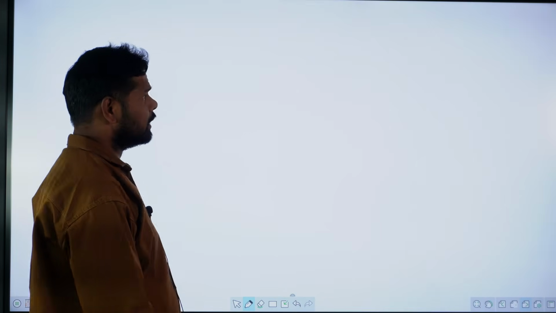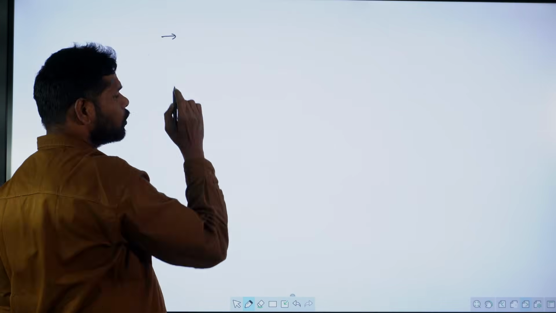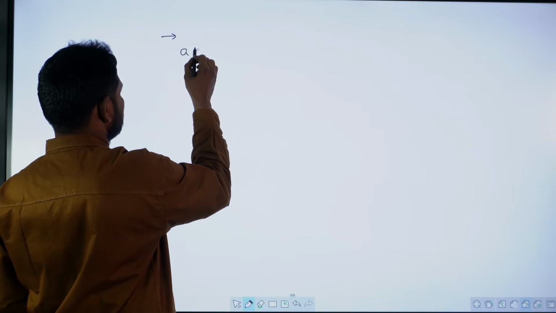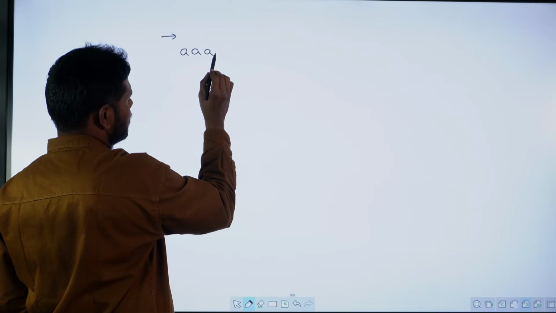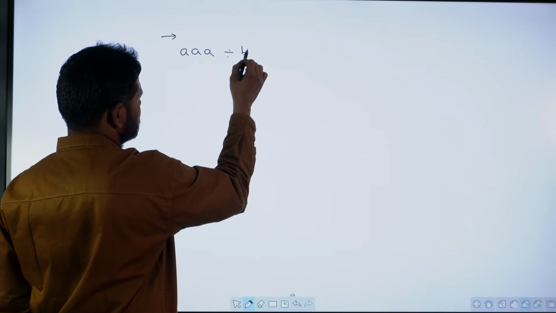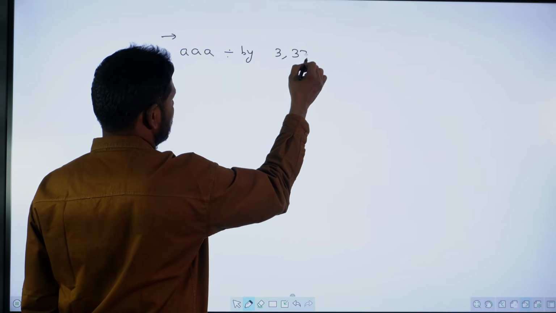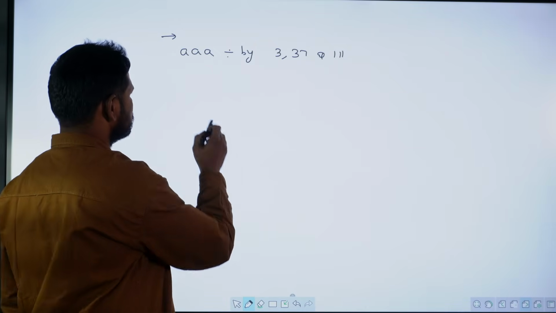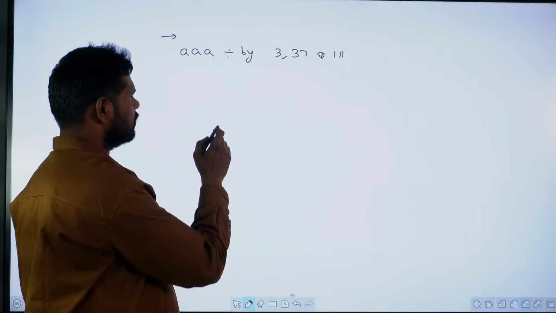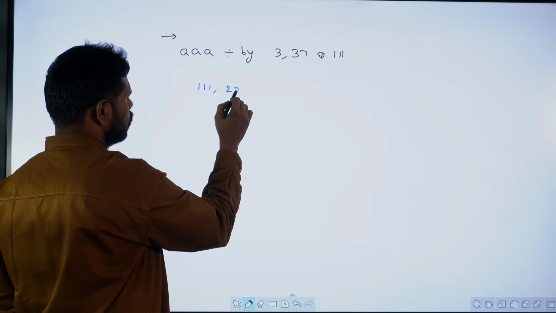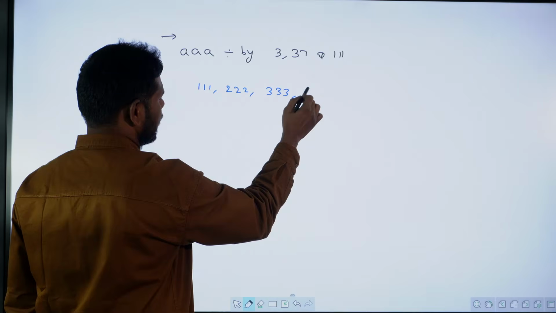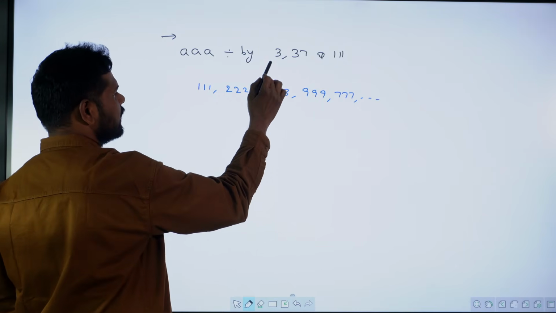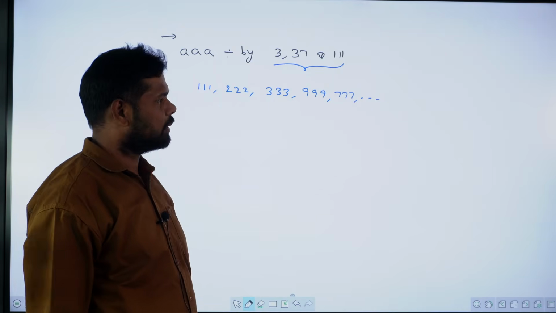Some questions we will discuss, and before that, some statements were given at the time of the divisibility rule. Any digit repeated 3 times, like 111 or 222 or 333 or 999 or 777, these types of numbers are always divisible by 3, 37 and the product of these two, 111. Right, 3, 37 and 111. You must remember this here.